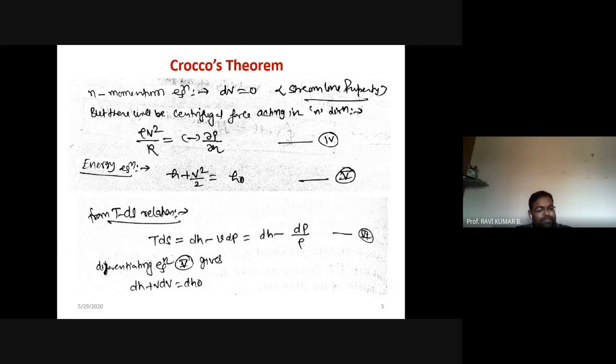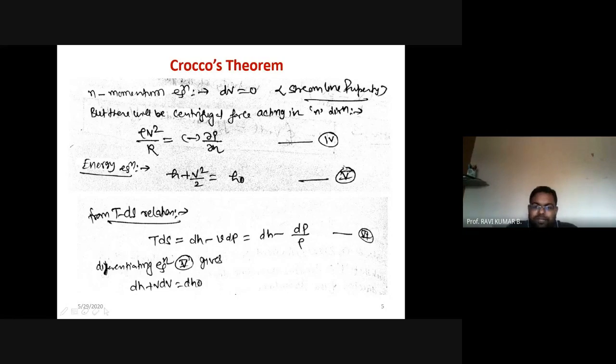Now I will play with the entropy, because I need to relate entropy with the vorticity. So I will use the TdS relation for an open system. TdS is equal to dh minus v dP. This is the statement for the open system, where this small v is the specific volume. The specific volume is inversely proportional to the density, so I can write dh minus dP by rho. This is equation number 6.